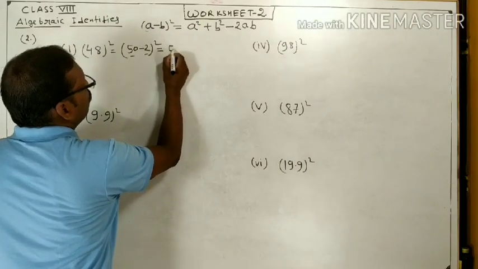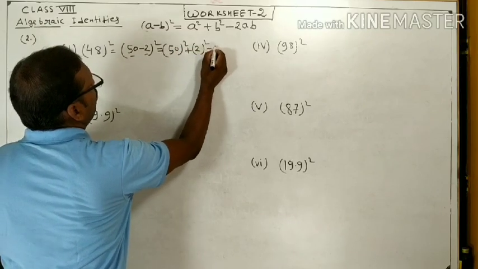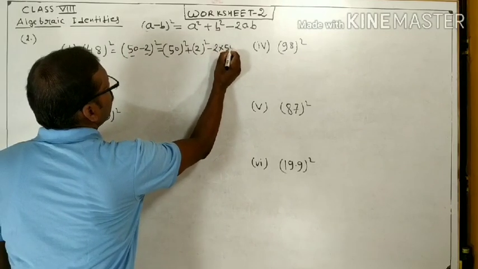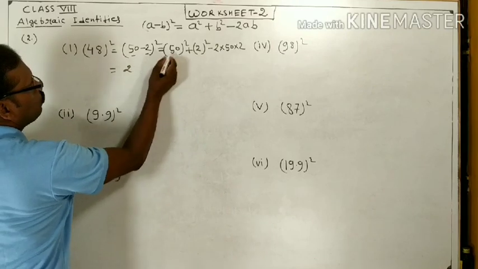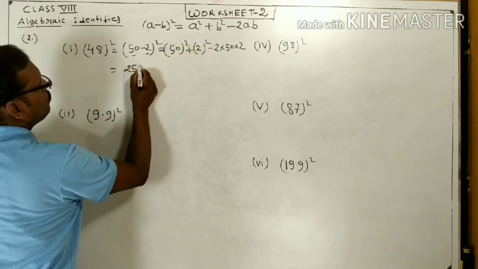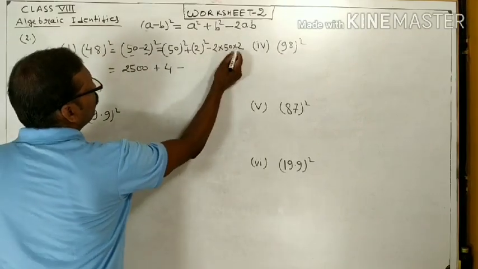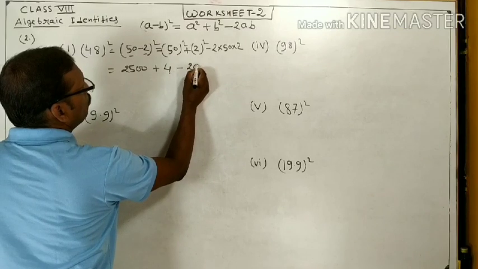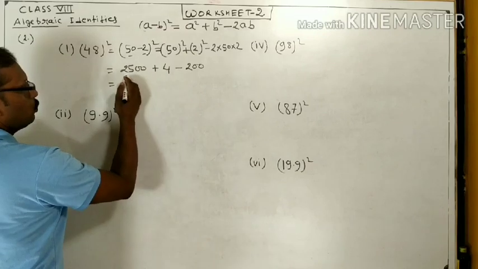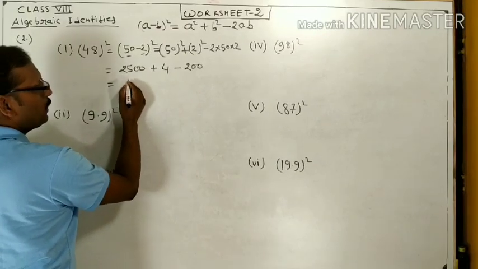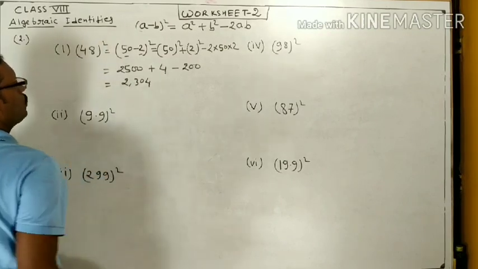So expand using identity 2: a square, 50 square, plus b square, 2 square, minus 2 into a into b, that is 50 and 2. Now solve this. 50 square, 5 square is 25, and the 0 square gives 00, so 2500. 2 square is 4. Minus 2 into 50 into 2, that is 200. Now 2500 minus 200 is 2300, and plus 4, so 2304. This is the required answer.